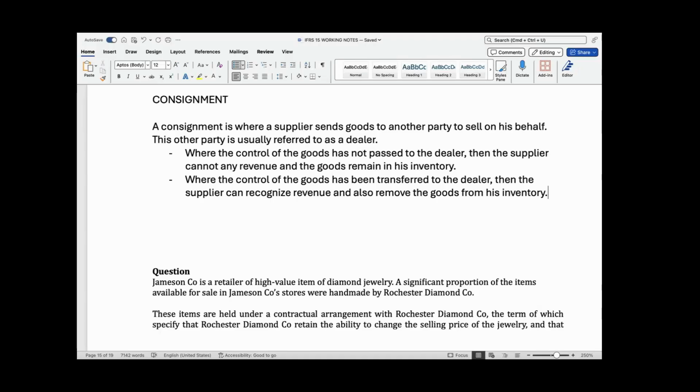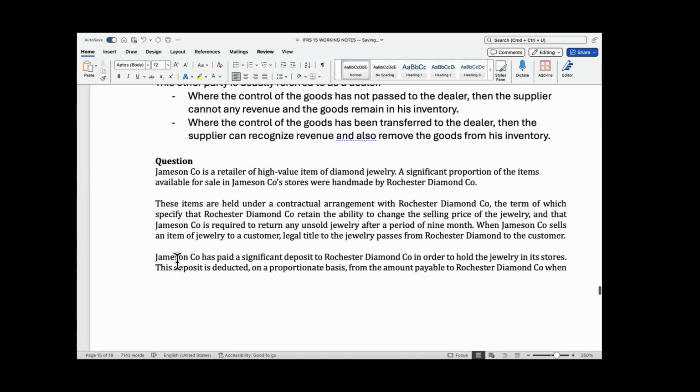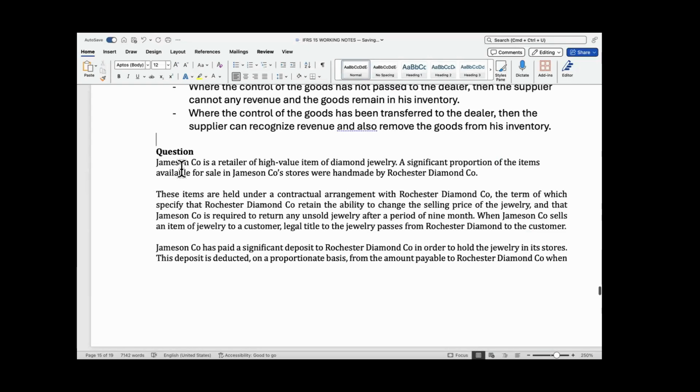But in the exam, they will give you a scenario like this. If you look at this question, it says Jameson is a retailer of high value items of diamond jewelry. A significant portion of the items available for sale in Jameson's store were handmade by Rochester Diamond Co. You look at this first paragraph now. So this guy, Jameson, he deals in diamond. And they now say that most of the goods in Jameson's store were made by this guy, Rochester Diamond.